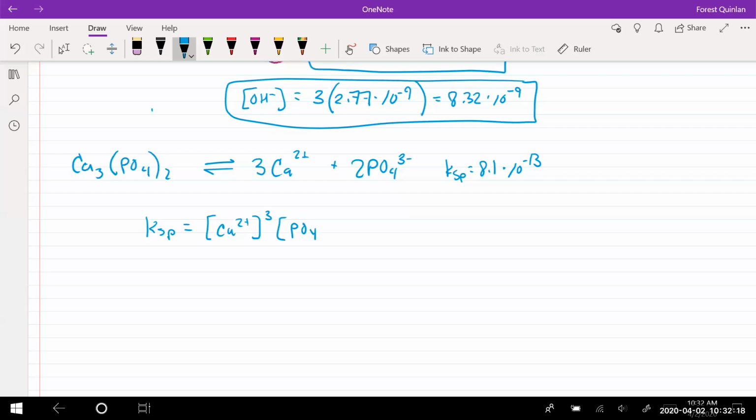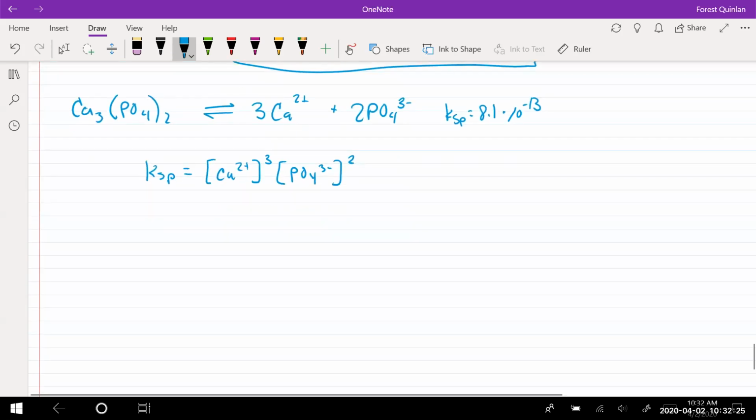Does anybody need me to show them that? Did you want the X values too, or just that for now? Yeah, so I am going to ask you for the X values. So what would I plug in for the calcium? So calcium would be 3x to the third. And then it would be 2x squared. Does anyone need me to show them that?